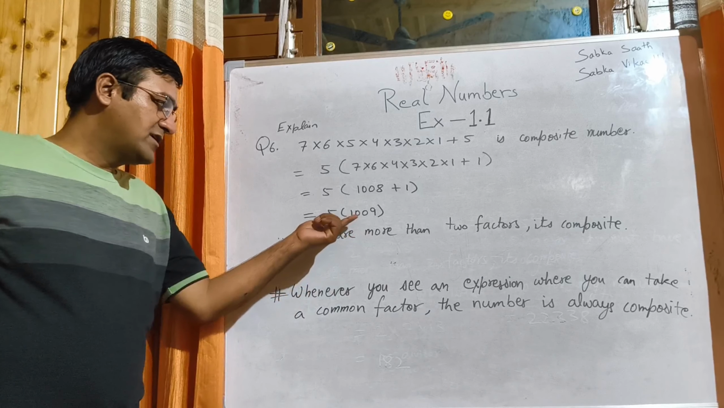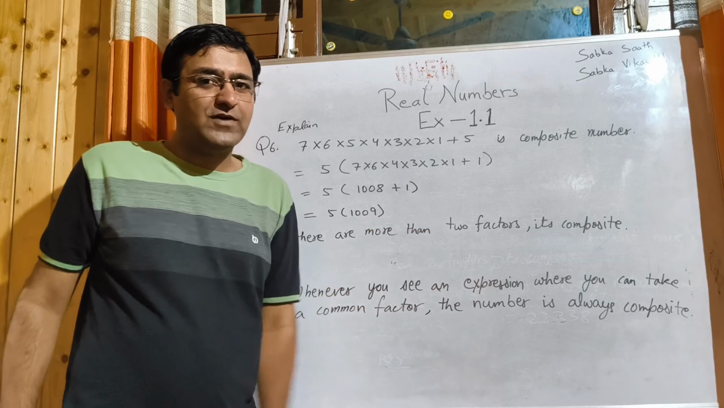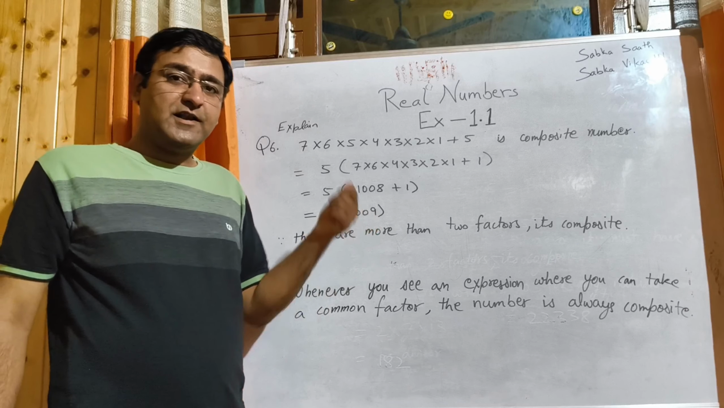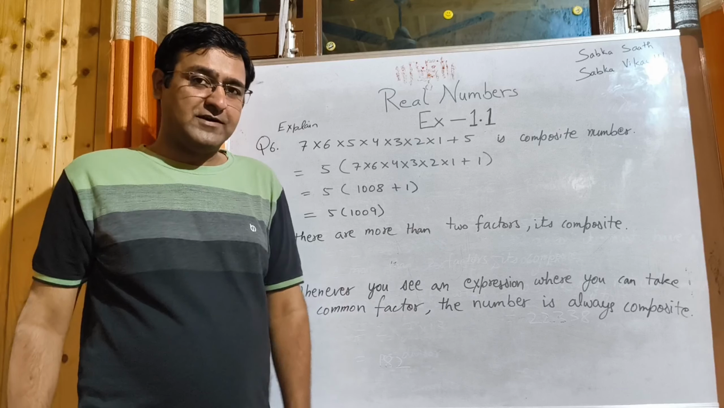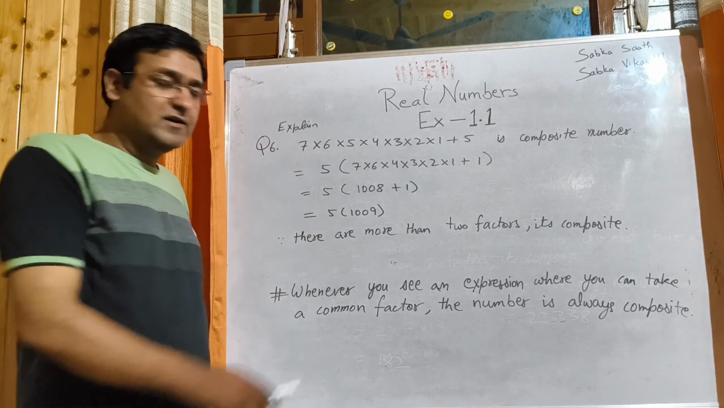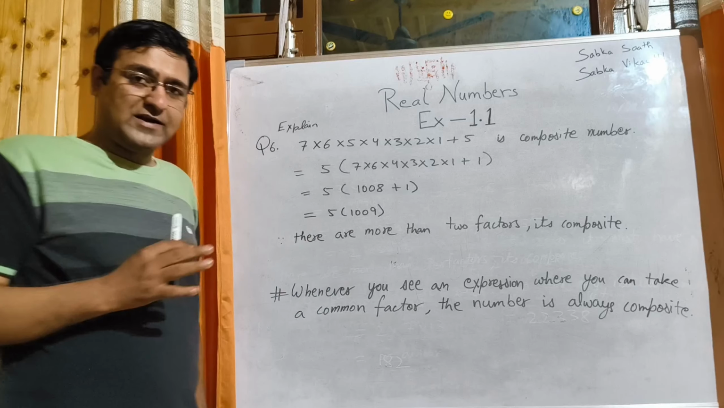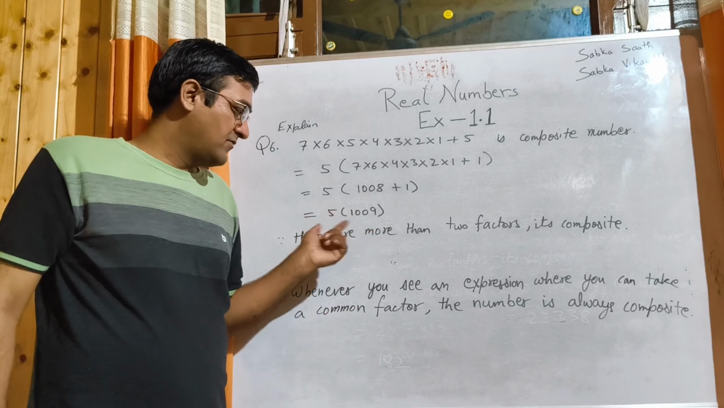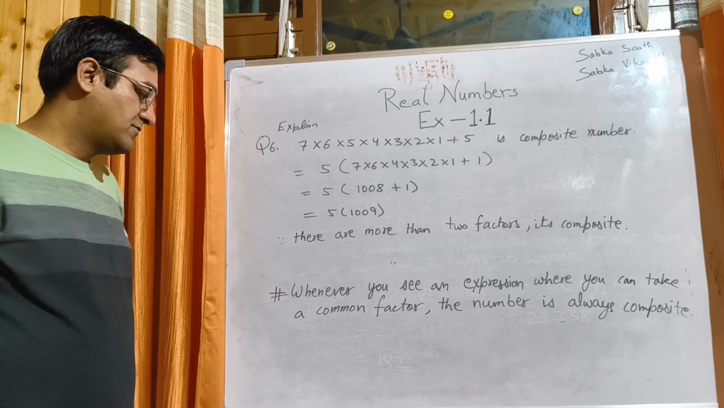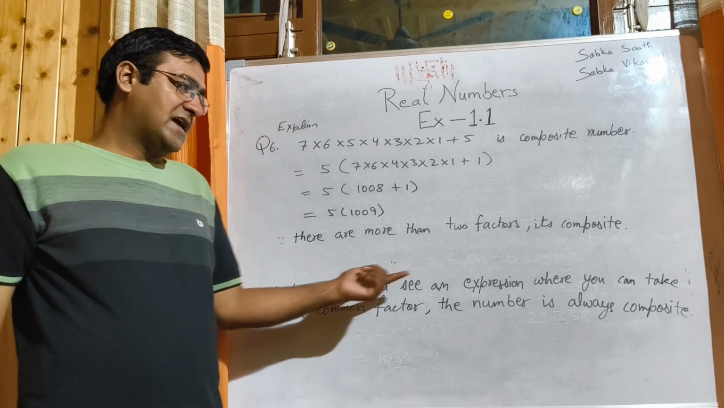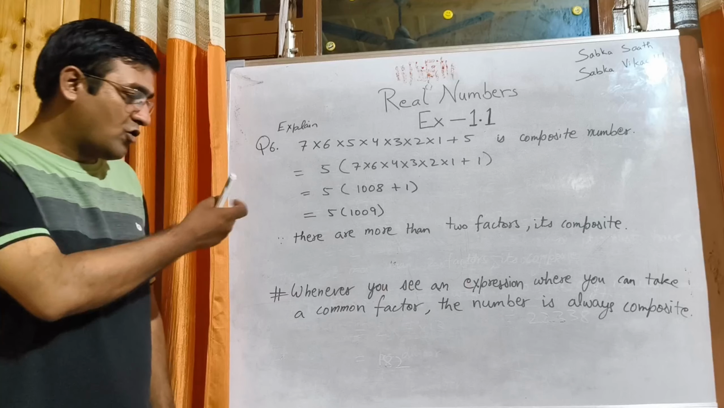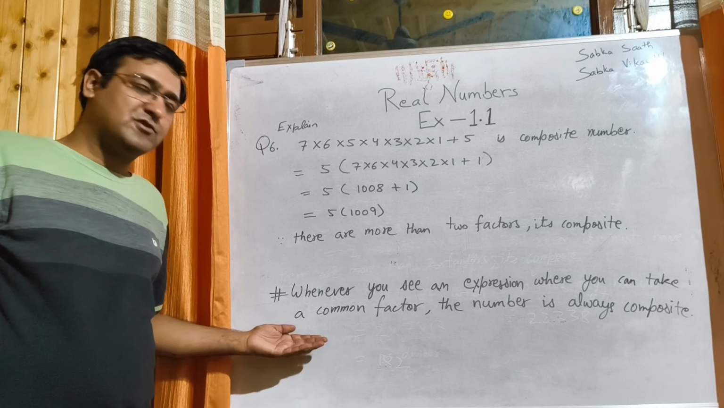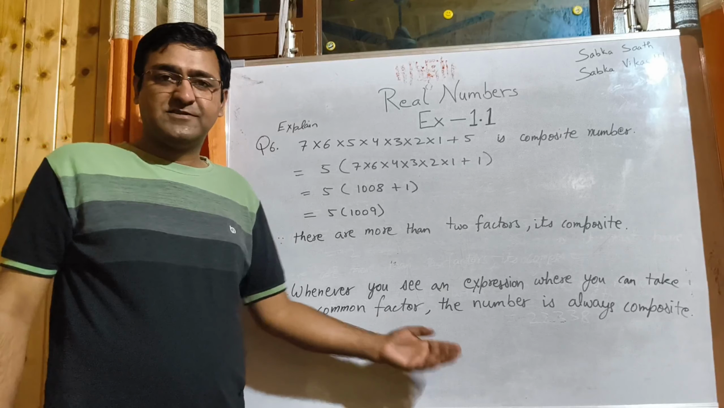Now you would ask, I have only taken 2 factors. How can I say more than 2 factors? So if you remember our earlier video, for every number, the number itself and 1 is also a factor. So we have got here 1, 2, 3 and 4 factors in total, because 1 is also a factor, the number itself is a factor, and 5 into 1009 is also a factor. So whenever you see an expression where you can take a common factor, that number would always be a composite number. So this is a trick that you can apply for your competitive exams also.